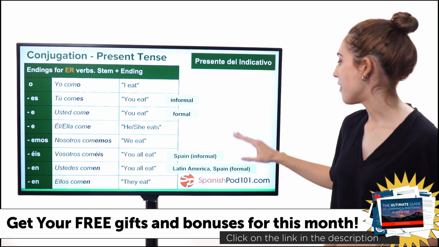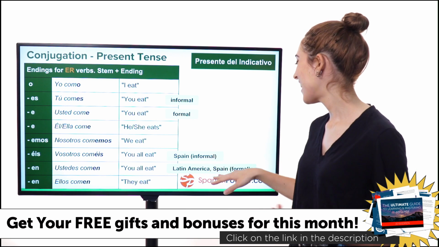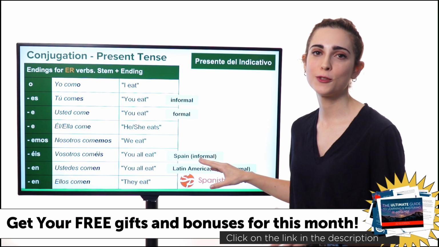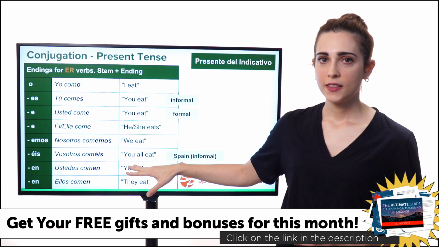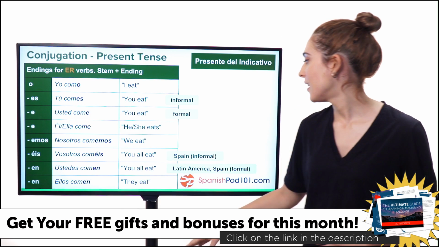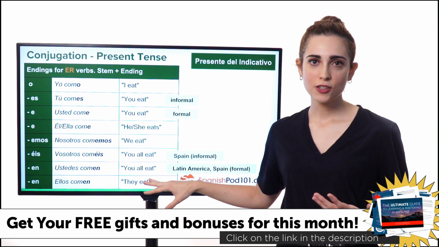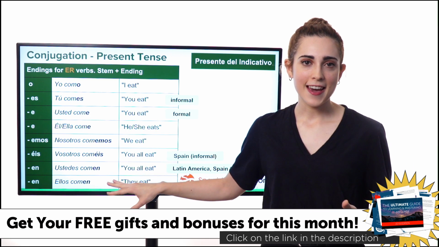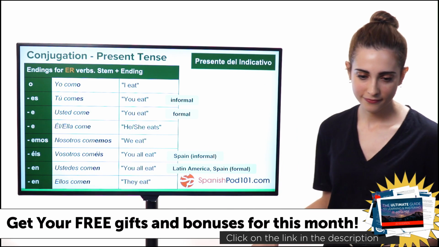You all eat. And then for the formal way of saying it, as I said, in Latin America, ustedes is used both in formal and informal. Ustedes comen. We add E-N. And the third person of the plural, they, ellos or ellas, feminine, ellos comen, ellas comen. We add E-N at the end.